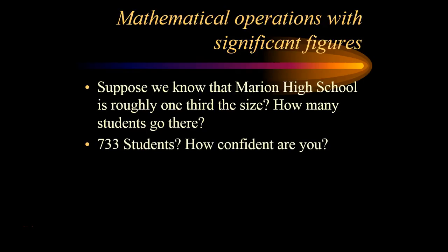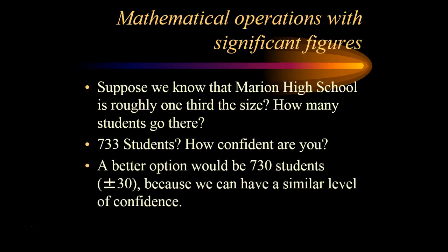That seems a bit problematic, because how can we know down to the specific student how many people go to Marion High School when we didn't even know how many students went to West High within 100? So given some rules of sig figs, which I'll talk about in just a second, it makes a little more sense to say that there are 730 students at Marion plus or minus 30. This demonstrates a similar level of confidence to what we had with West High School.